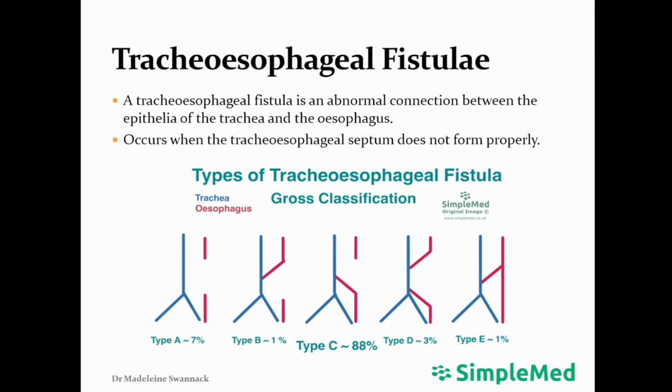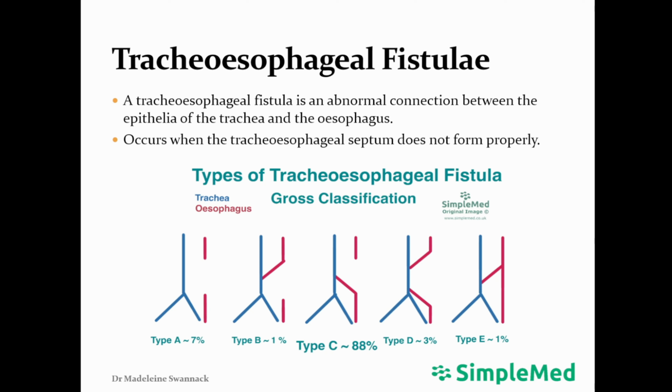A tracheoesophageal fistula is an abnormal connection between the epithelium of the trachea and the epithelium of the esophagus. Embryologically, this occurs because the respiratory diverticulum and the foregut are continuous, and if there is a defect in the formation of the tracheoesophageal septum, this connection persists. As you can see in the diagram, there are 5 tracheoesophageal fistulae depending on the location of the fistula and the continuity of the esophagus. Type C is the most common.